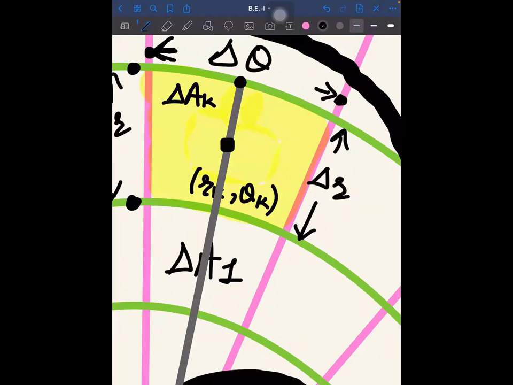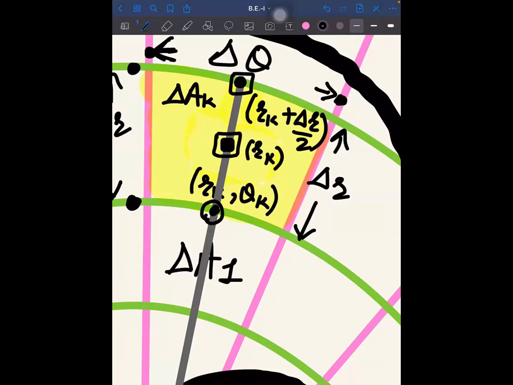Anybody? Rk plus delta R by 2. Yes, this will become rk plus delta R by 2, right? So if this point is rk, right, this point is rk, so this point will become what? Rk plus delta R by 2. Yes, sir. And this point will become what? Rk minus delta R by 2.